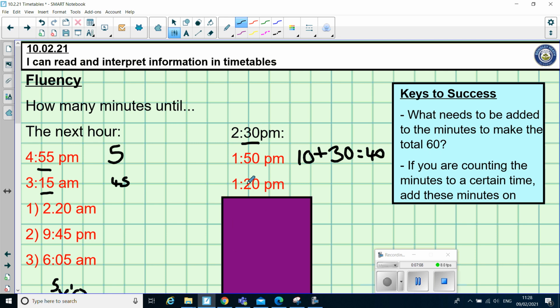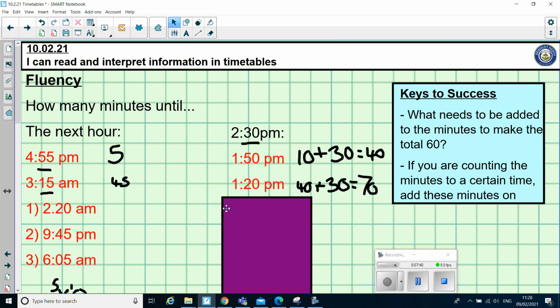Okay, I'll do one more example and then I've got 3 questions for you to try yourself. Okay, so if the time is 1:20 p.m., it's 40 minutes until 2 o'clock, isn't it? Because 20 add 40 would give me 60. But then to make it 2:30, I've got to add that 30 minutes on again. So I've got 40, add 30. So how many minutes between 1:20 p.m. and 2:30 p.m.? It's 70 minutes.